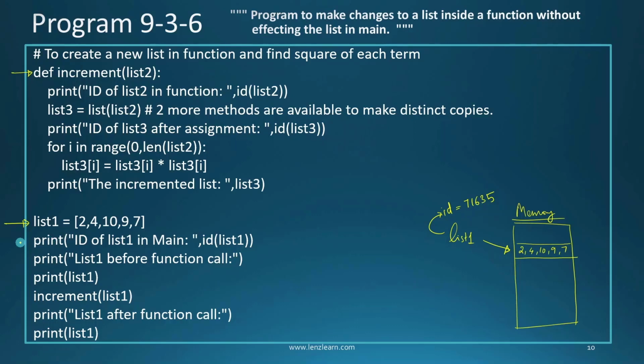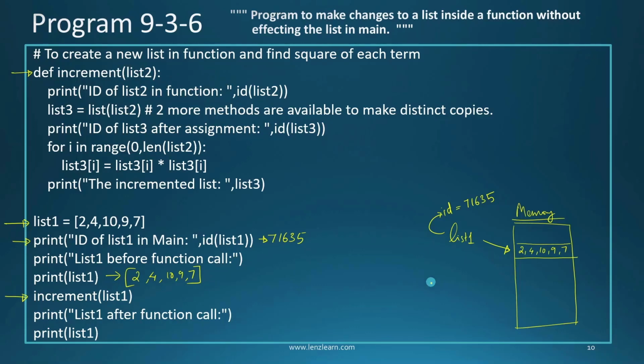Now the next statement, I'll try to print the ID of list 1. Here it will be printed 71635. Okay, the ID of list 1. Now I'll print the content of list 1 before I call the function. Here the output will be 241097. Whatever is the content of list 1 will be printed. Then I will call the function increment with list 1. Now the control will come to the function definition.